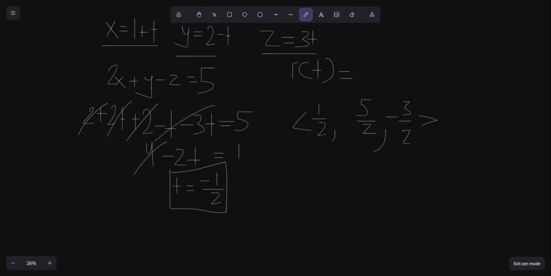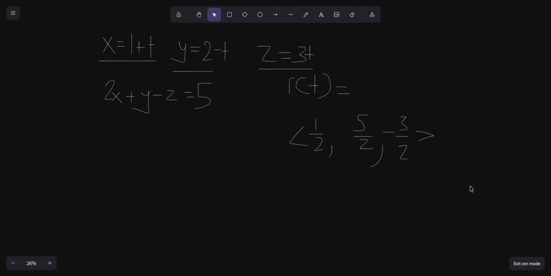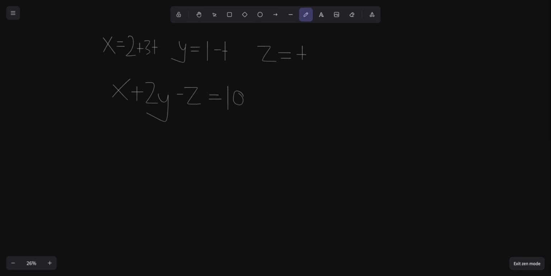Let's actually do an example to show you what I mean. Let's say that when we plug everything into our equation of the plane, we get a scenario where all the times cancel out, and we're left with something that's not true. So let's say we have something like this. Let's substitute everything in. So we have 2 plus 3t plus 2 minus 2t minus t is equal to 10. Now, when you simplify everything, the t's all cancel out, so you're just left with 4 is equal to 10.